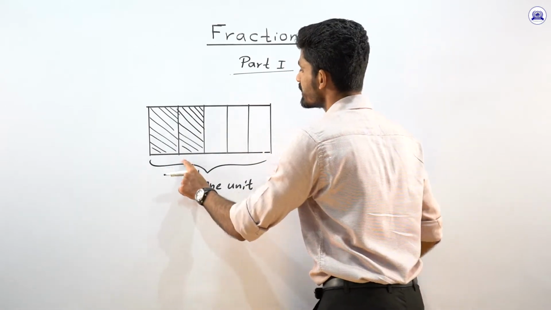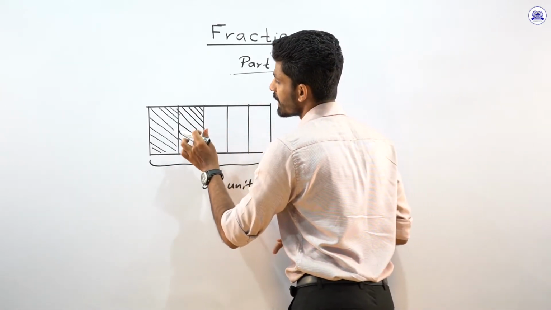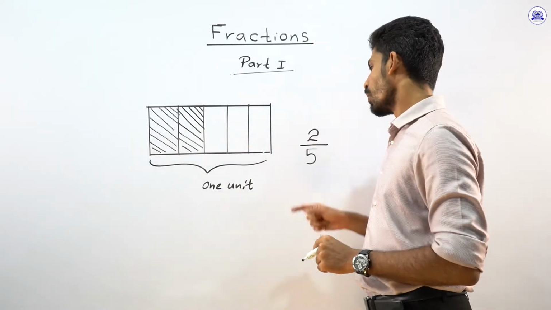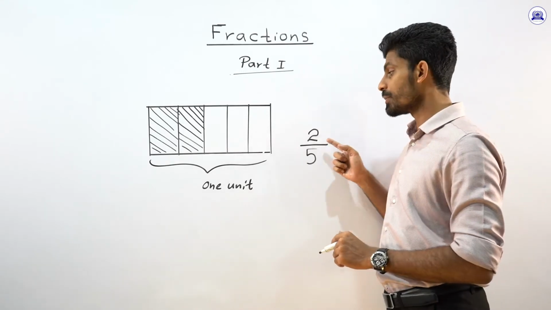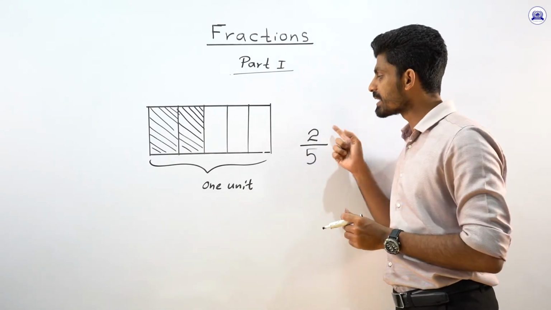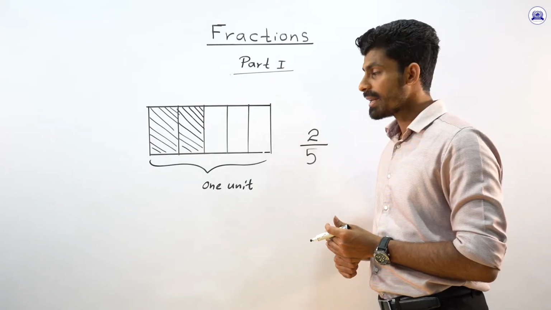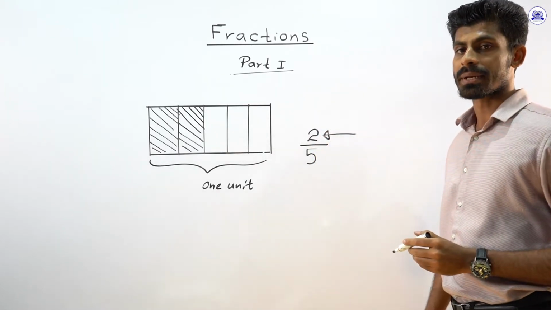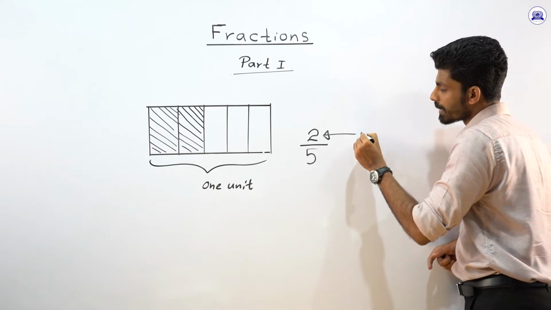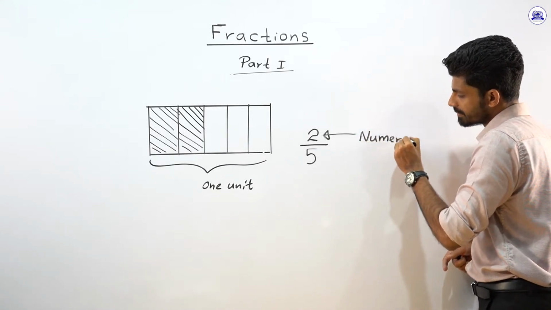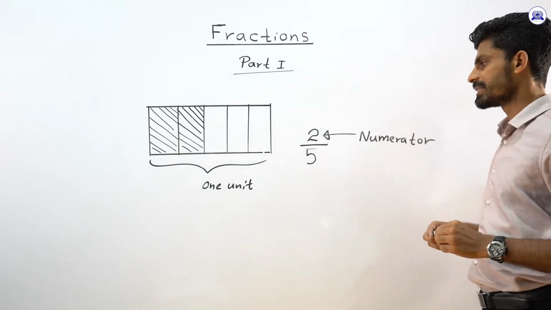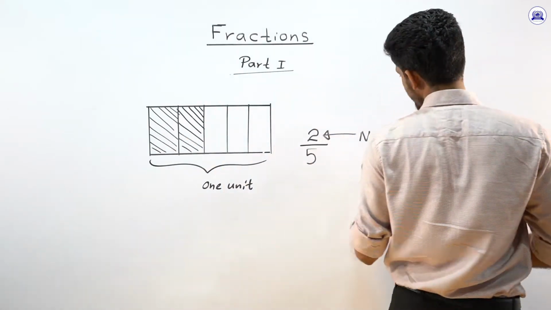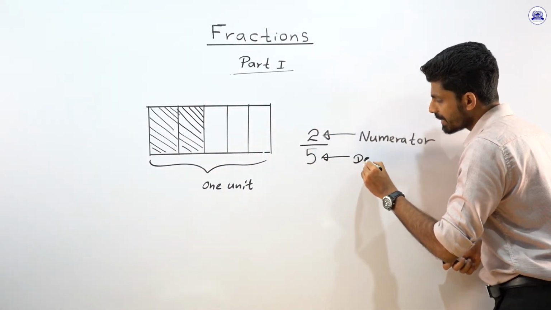So we can write down that fraction as 2/5. That 2 has a very special name. What is it? Numerator. The 5 means denominator.